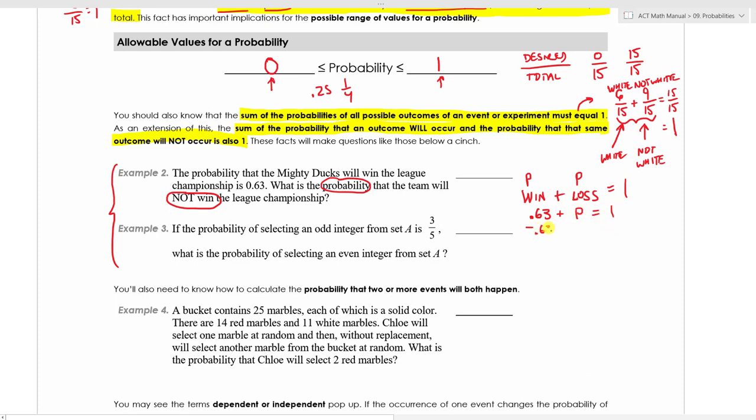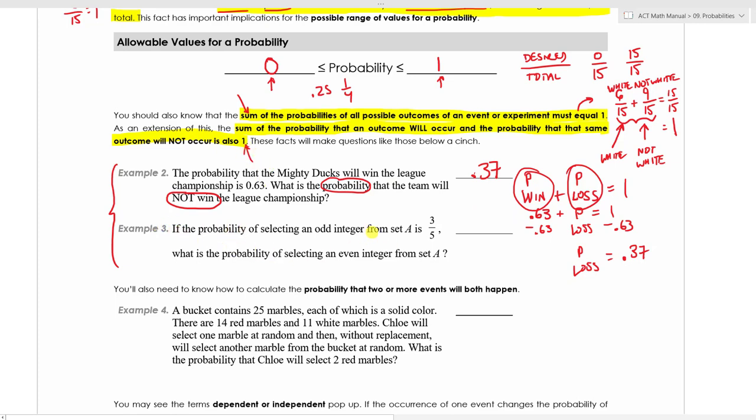We can subtract 0.63 from both sides of the equation that I've just written, and we get that the probability of a loss is going to equal, and we can do this in the calculator, 0.37. And again, that also illustrates this first point, that the sum of the probabilities of all possible outcomes of an event must equal 1, because the only 2 possible outcomes of this event, the Mighty Ducks winning the league championship, is that they either win it or they lose it. So that example illustrates both of the facts that we just talked about.